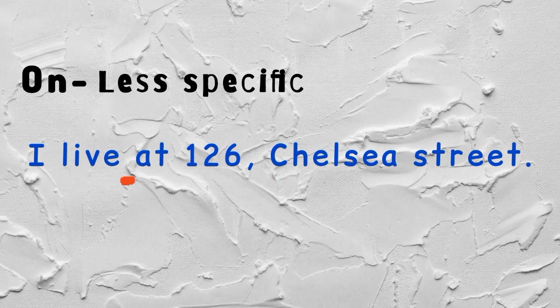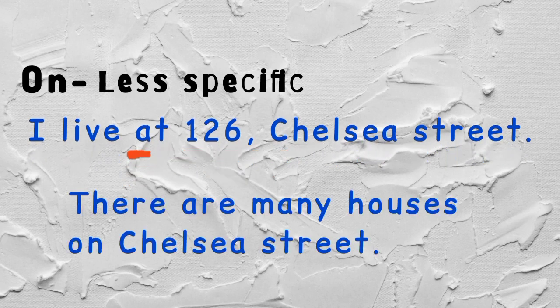On the other hand, there are many houses on Chelsea Street. Here, Chelsea Street is used in a wider context, and that is why we have used the preposition on Chelsea Street, because it is not specific. So, you see the difference between at and on.